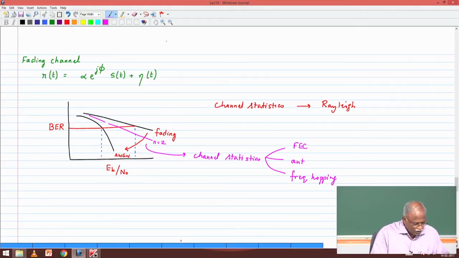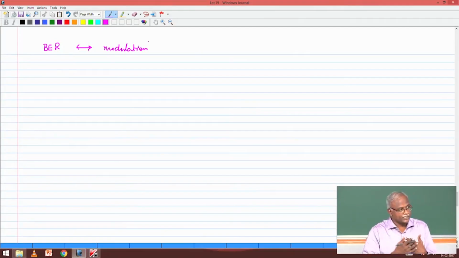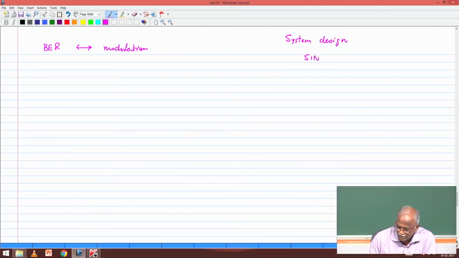What we would now like to move forward to is to understand the BER and the link to the modulation scheme. Ultimately, you know that through the system design, you have a certain signal to noise ratio, or a signal to impairment plus interference plus noise ratio. So from your system design, you know the range of SINR that you will be able to offer to your receiver.